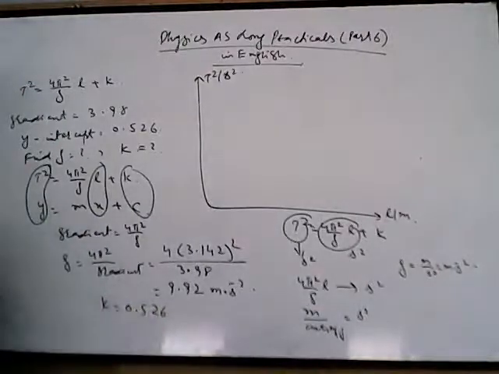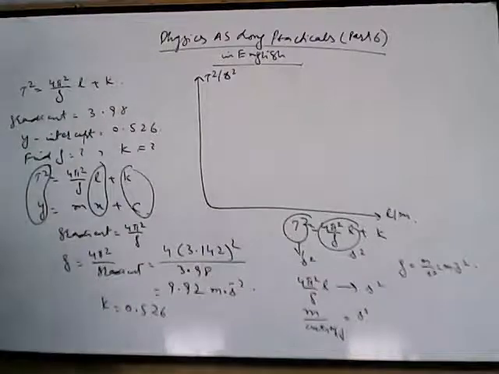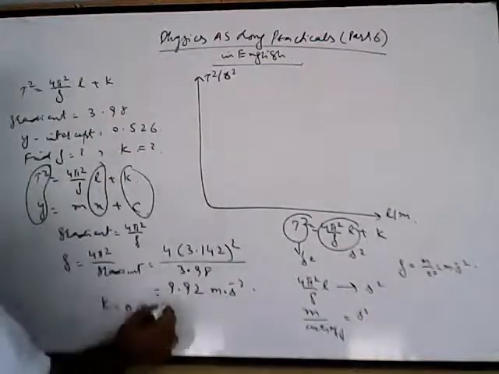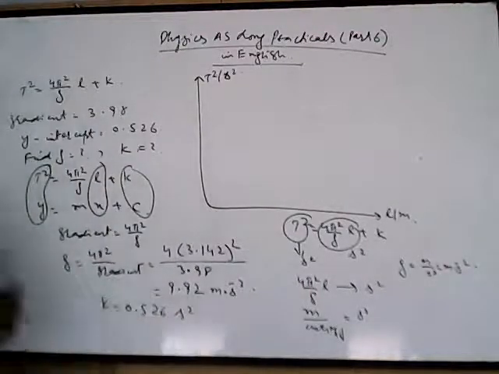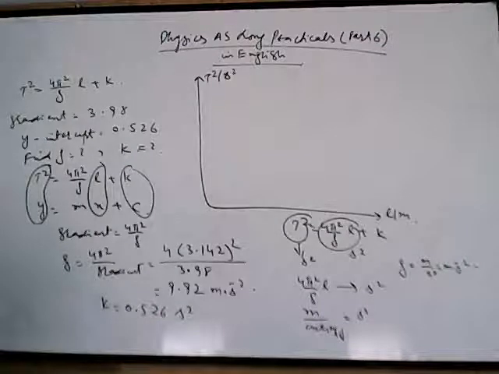0.526. What will be the units? The units is clearly, since this is in second square, K will also be second square. So in this way, we can calculate the values from the gradient and y-intercept. We can calculate the values and we can assign the units. Take another example.